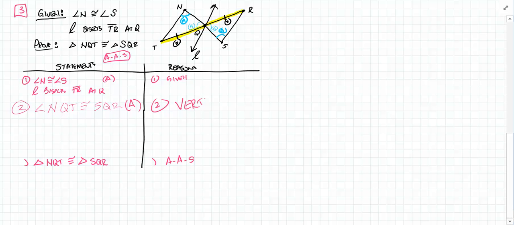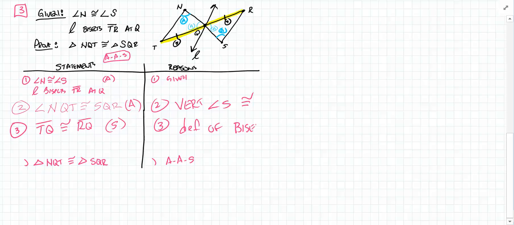So far I have angle, angle. What do I need, you guys? The side. I need the side. What am I going to say? TQ congruent to RQ. Very good. And that's a side. And the reason is because what? Bisect. Very good, Ben. The definition of bisect.